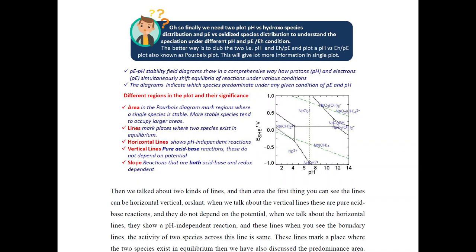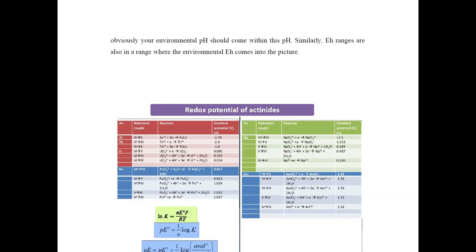The better way is to club the two, that of pH and pE, and plot a pH versus pE plot, also known as Pourbaix plot. This will give a lot more information in a single plot. pE-pH stability field diagrams show in a comprehensive way how protons and electrons simultaneously shift the theory of reaction under various conditions. Diagrams indicate which species predominate under any given condition of pE and pH, and the results in a plot and their significance is this. So it's about this.